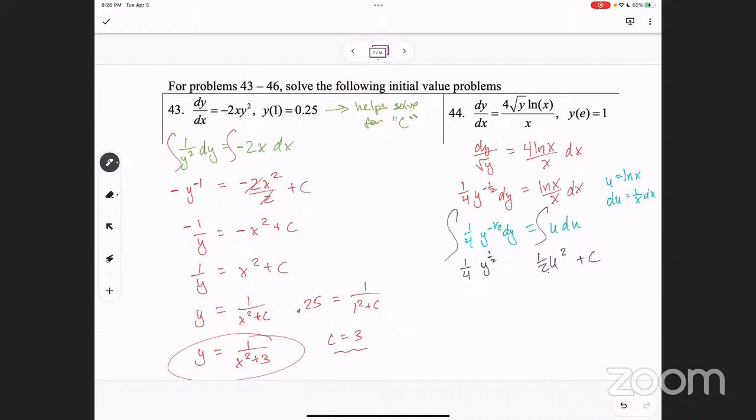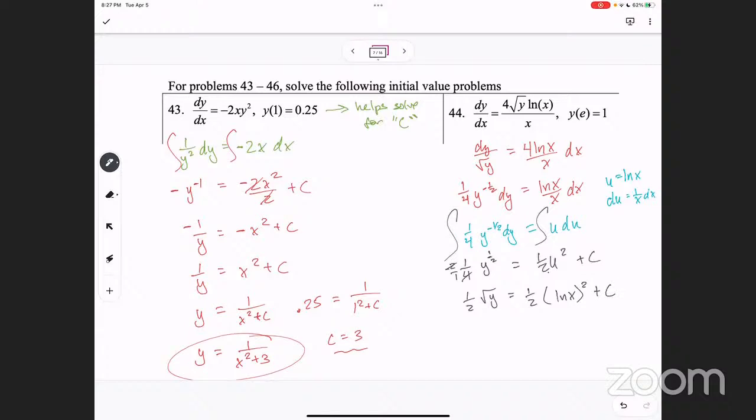And this is going to be 1/4. So it's going to be y to the negative half, so that means 2 square root of y, times 2 over 1. Did you get the 2/1 from the reciprocal? I'm dividing by this. Yeah, exactly. Perfect. So then that equals 1/2 square root of y equals 1/2 u, which is ln of x squared plus c.